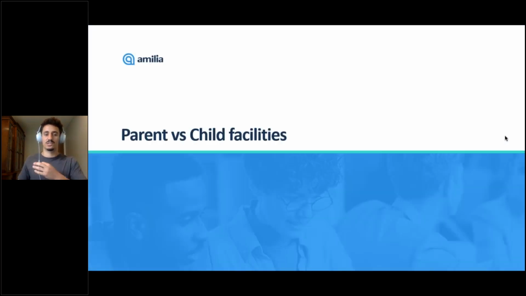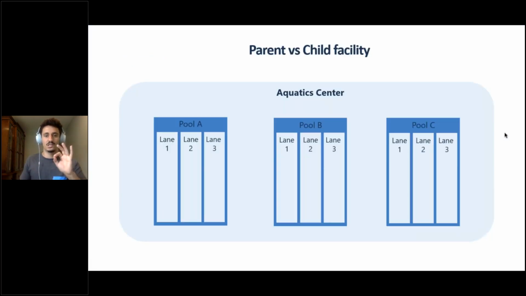Parent versus child facility. So when linking a facility to a private lesson, you will have all of your facilities, and parent and child facilities will be offered as well. So the concept of a parent versus child facility, here is an aquatic center. In this case, it would be the parent facility, and inside the aquatic center, there are 3 pools, which are the child facilities of the aquatic center, which is the parent facility. However, in each pool, there are 3 lanes, and each lane is a child facility of the pool, which is a parent facility.